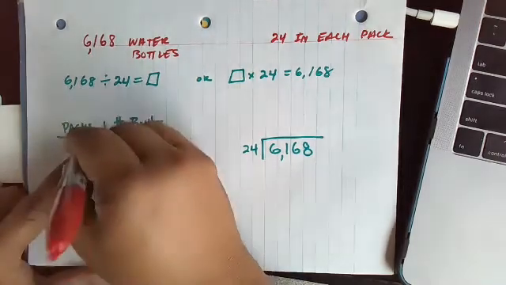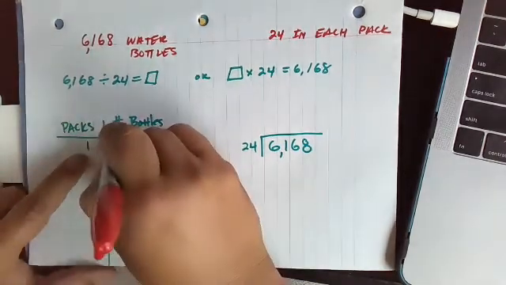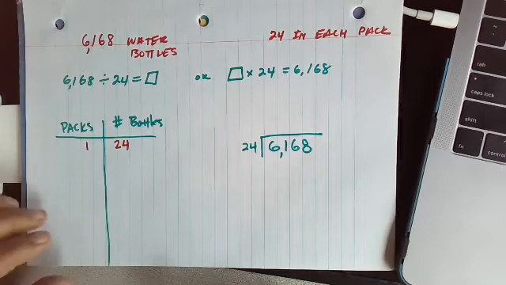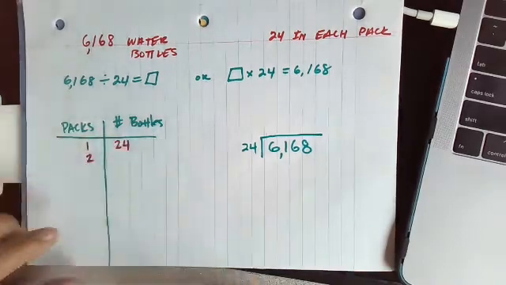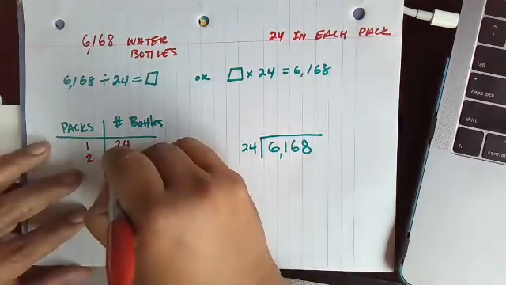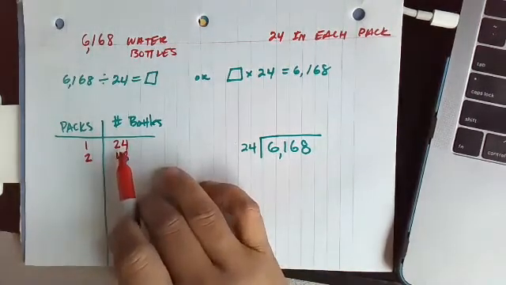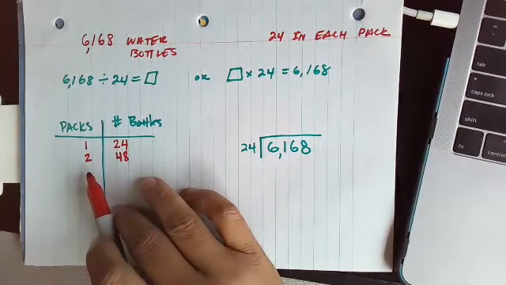So one pack is 24, right? We know that so far. So I'm going to ask my class, what's a friendly number we could use? And they might say two, and that is 48, right? Because this is a double digit number, five is going to make me confuse my class.